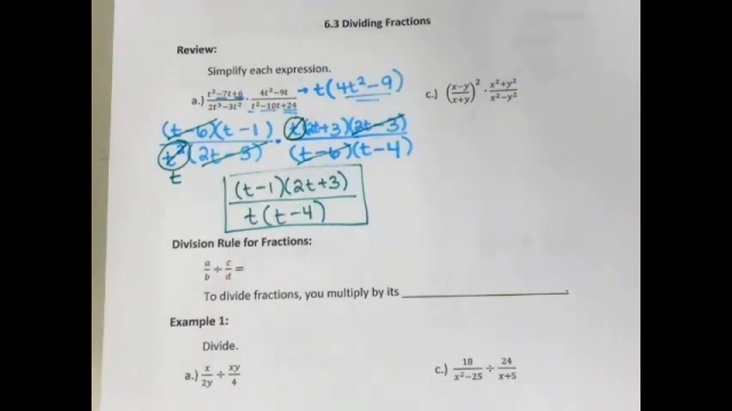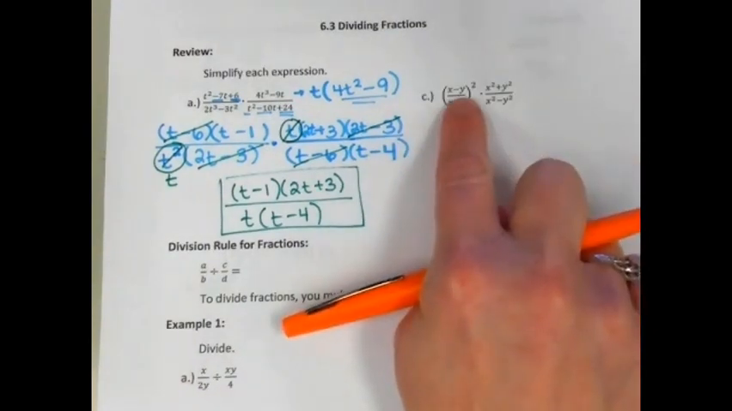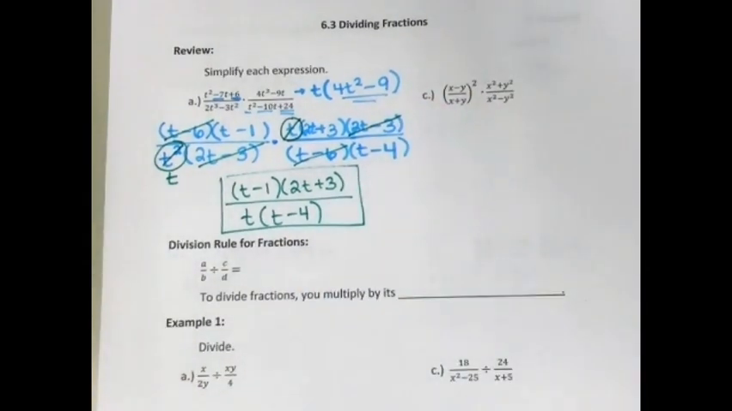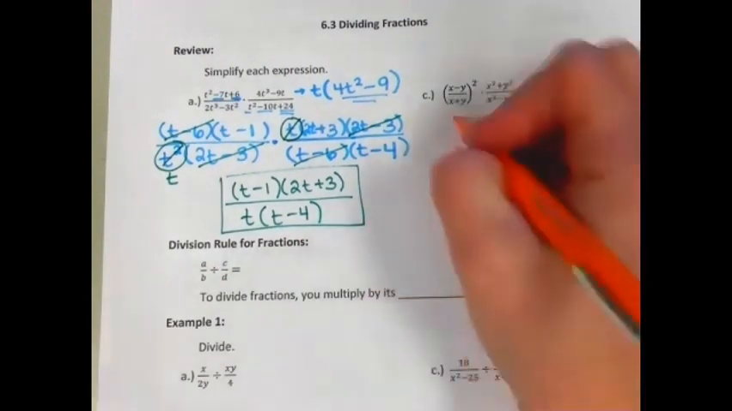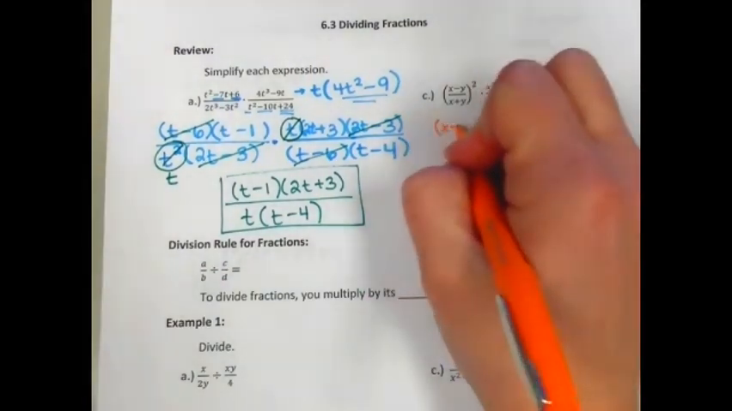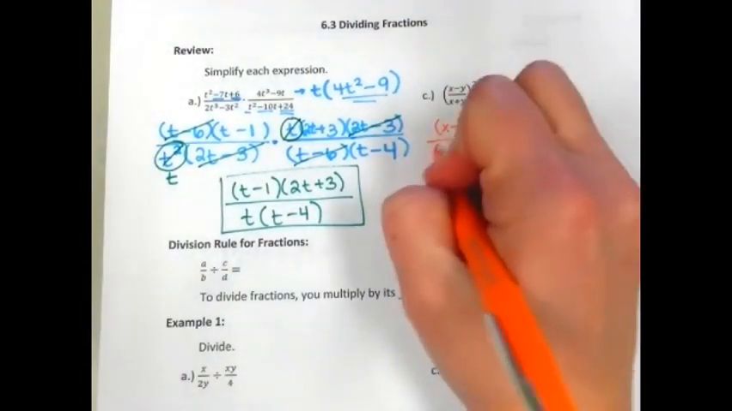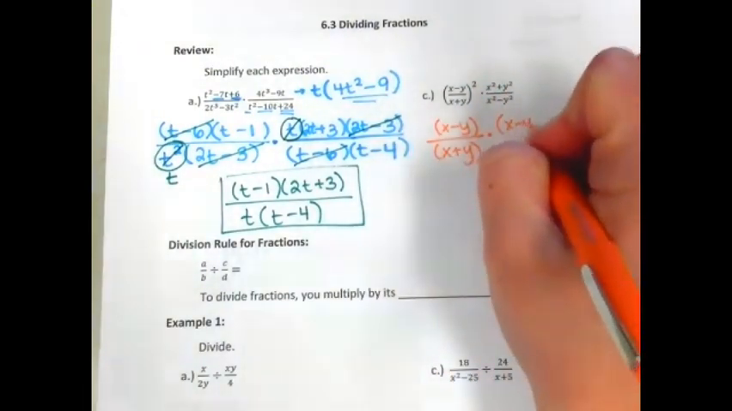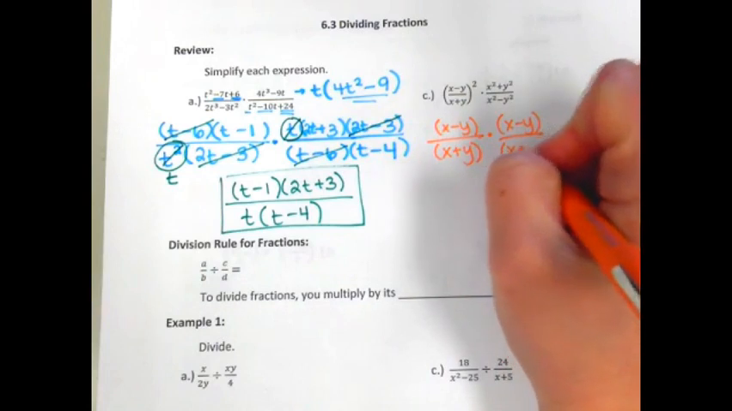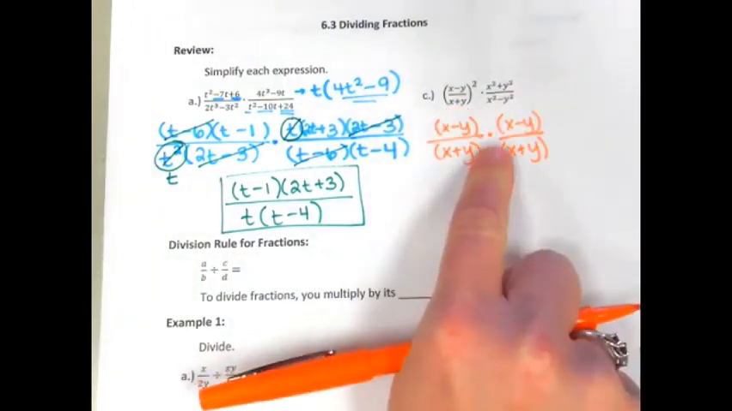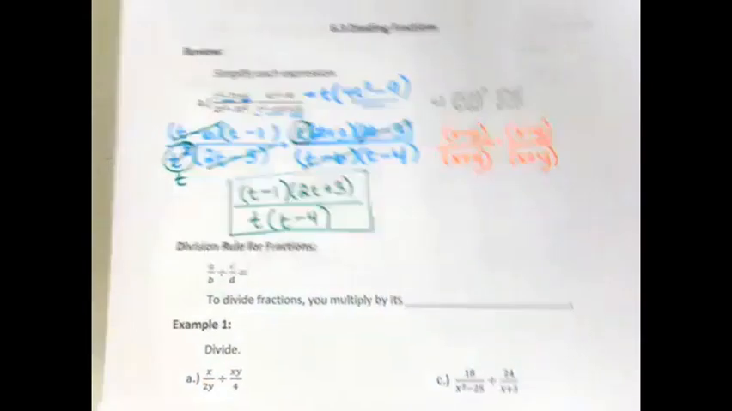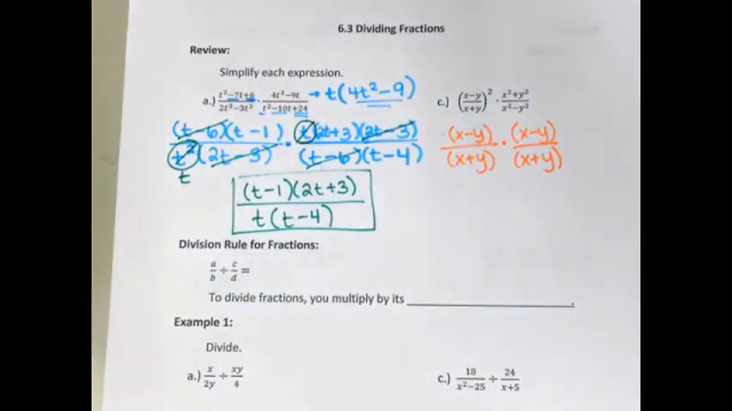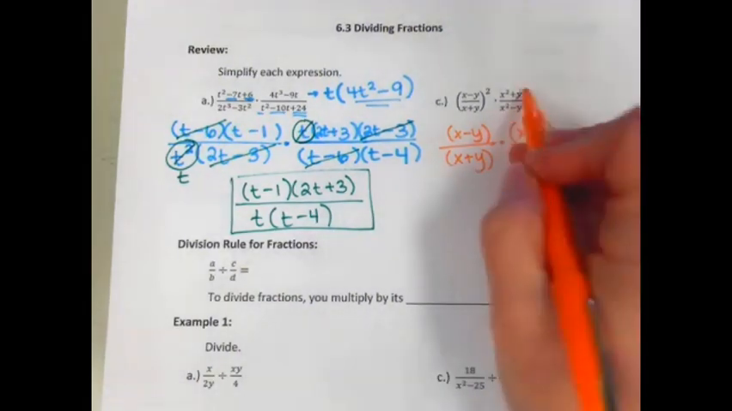Okay, all right. Looking at C, what does a square actually mean? Times itself, right? So isn't this the same thing as x minus y over x plus y times x minus y over x plus y? Is that the same thing as the square? Yeah, it is, okay? And then we still have this numerator and denominator.